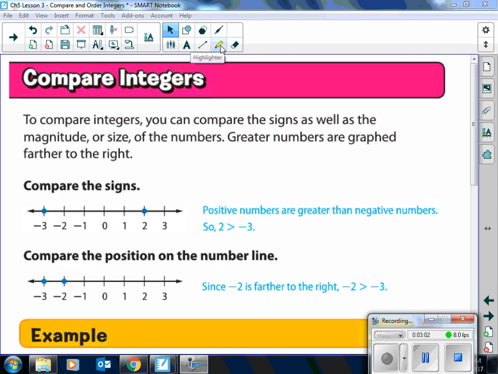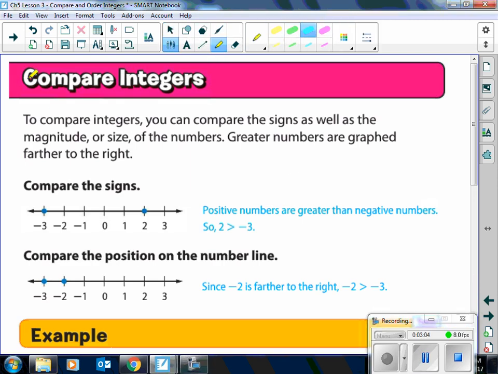All right, so now we are going to compare integers. Now, to compare integers, you can compare the signs as well as the magnitude or size of the number. The greater numbers are graphed farther to the right on the number line. So the smaller numbers to the left. Does everybody understand that? Okay. Now, when it talks about the magnitude, they're talking about the size of the number, okay?